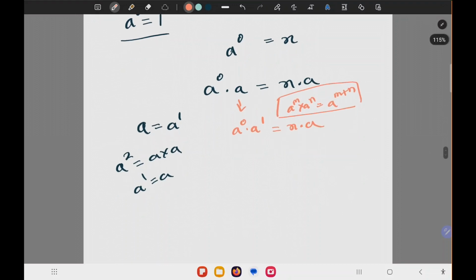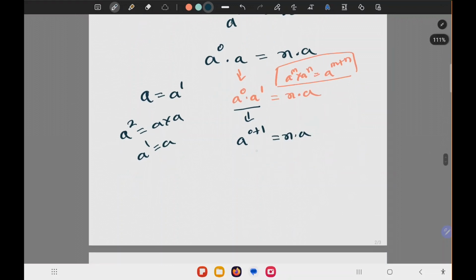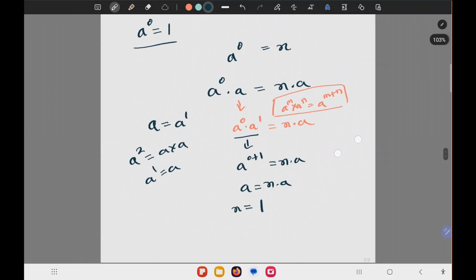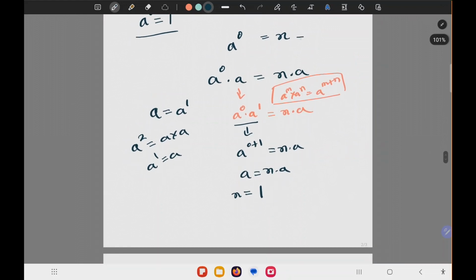So a to the power 0 times a to the power 1 is going to be equal to a to the power 0 plus 1. This is equal to x times a, and that means that a is equal to x times a, and a is not 0, so x should be equal to 1. So that's why a to the power 0 is equal to 1.